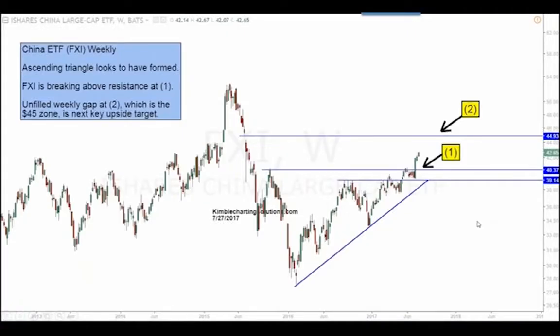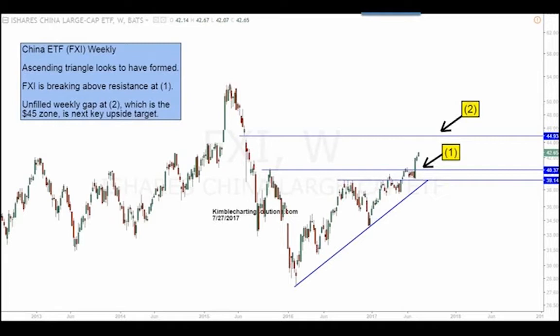Here's another bullish ascending triangle pattern that we've been sharing with our customers, which is the China ETF, FXI. It also, you can see as it broke out here at 1, had a really large move on the breakout. A lot of people look for these patterns, that once resistance is taken out, they hop on board. That's been a successful strategy by many for decades. And I just wanted to make you aware that there's an unfilled gap on FXI on a weekly basis up there at 2, which is around the $45 zone.